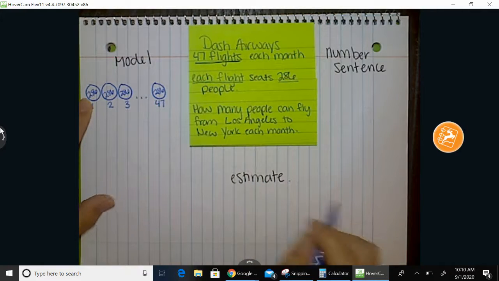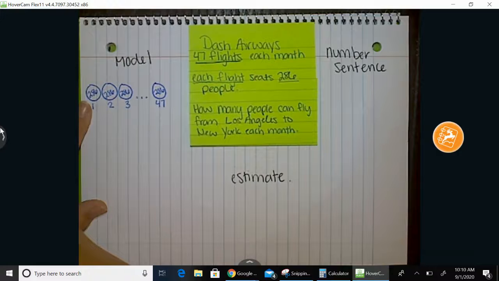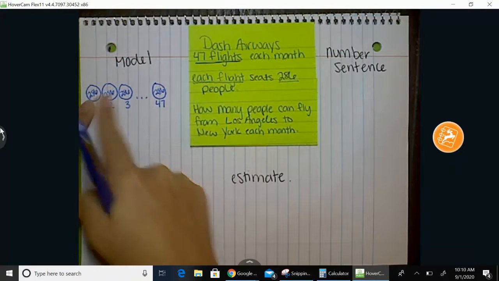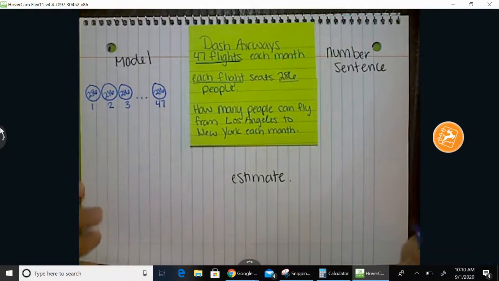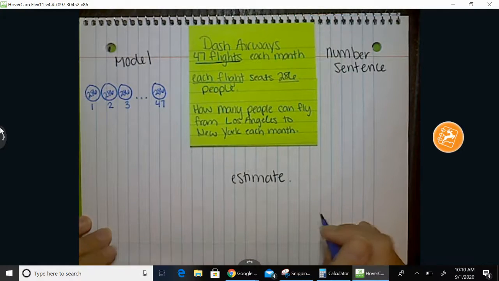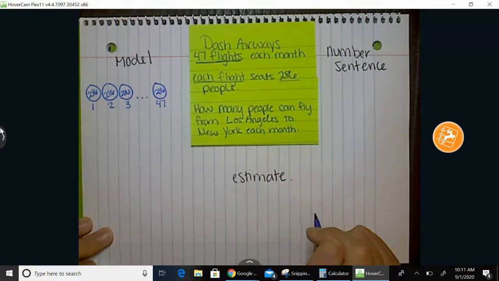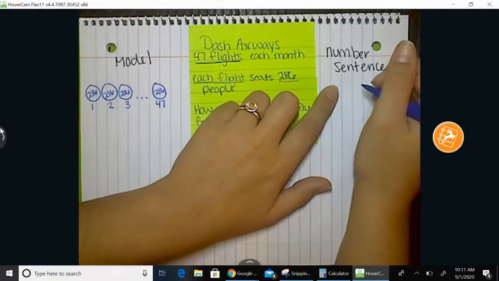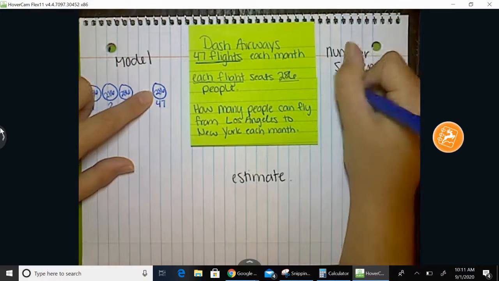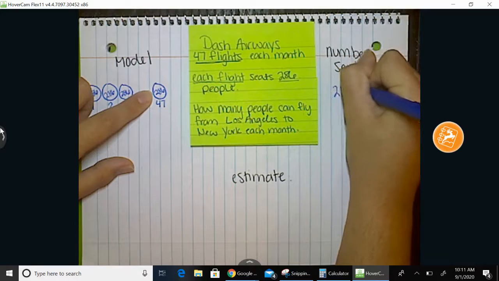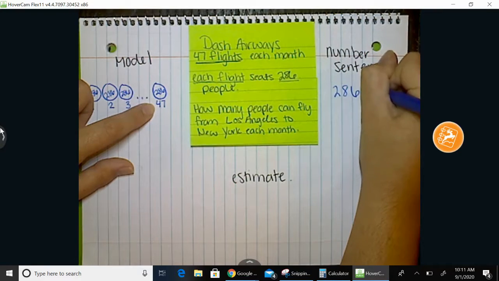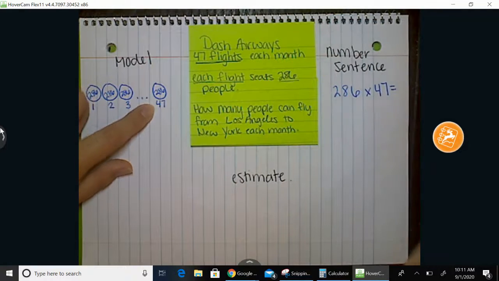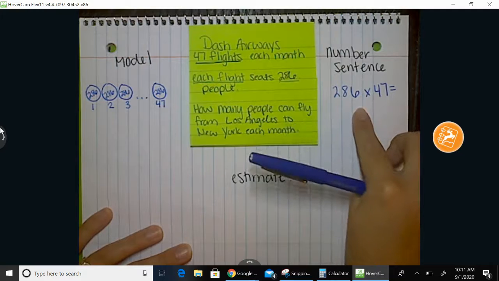Now, if I completely forgot how to multiply numbers, could I just add all of these together and add 286 47 times? Yes, I could. But being in 5th grade, we want to try to use the easier operation, which is going to be multiplying. And what two numbers are we going to multiply together? Let's write our number sentence. We will have 286 times 47. And off the top of my head, I don't know what that is.